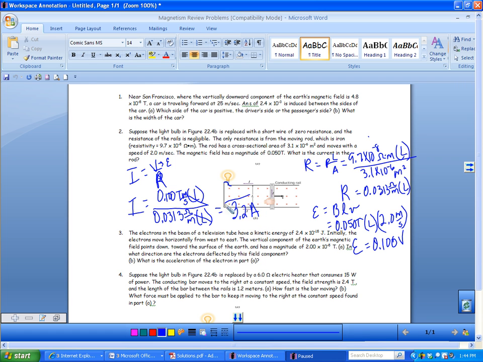Now, if you're curious as to why that's amps, you can work through the variables and the units and figure it out. If you don't want to do that, come by and I'll show you. It's a little convoluted, but it's doable. All right, let's see if I can clear this off and go to number 3.